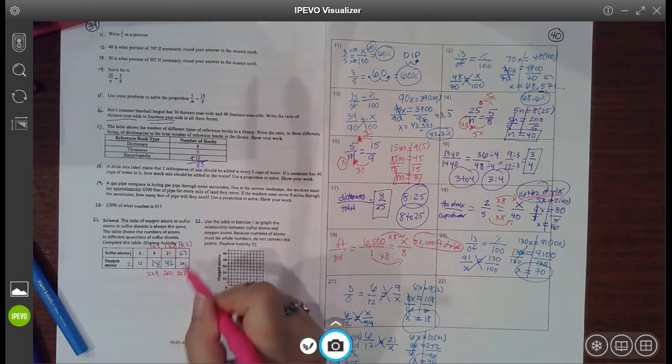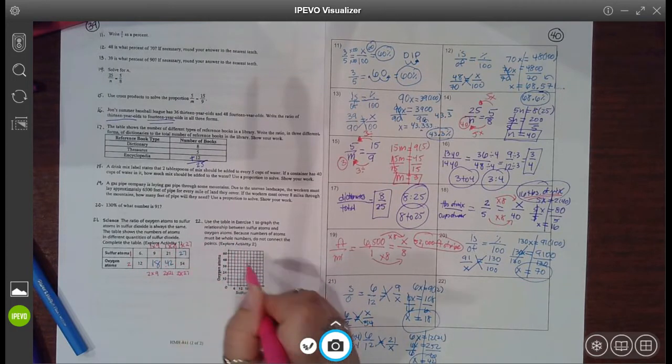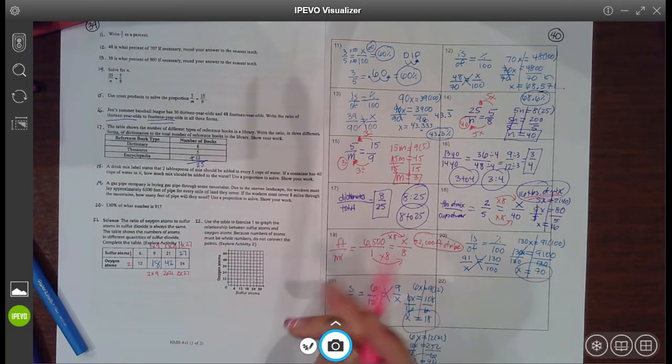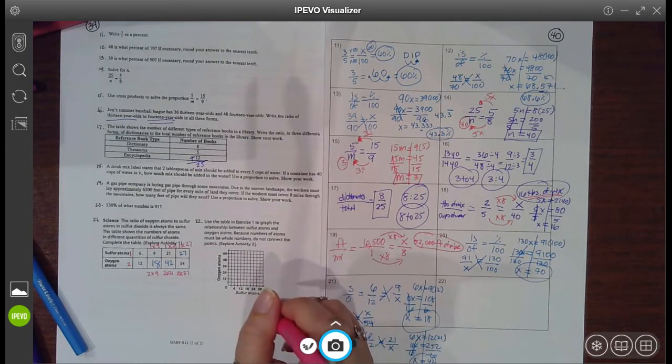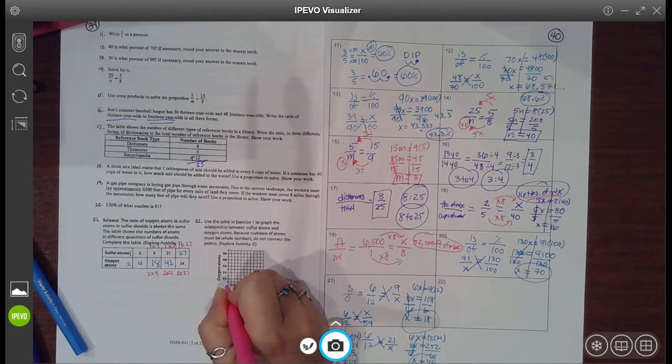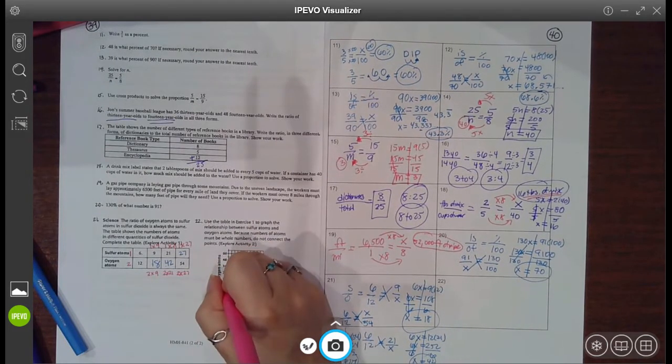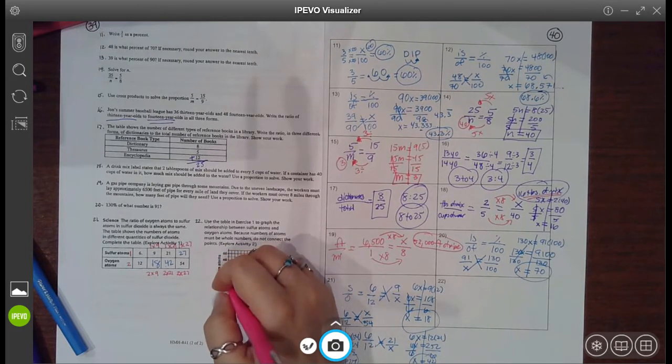Okay. Now these represent points on a graph. So let's go ahead and graph these. But first of all, I need to know what my graph is counting by. So they went halfway between 0 and 12. What's halfway between 0 and 12? 6. So they're counting by 6s.